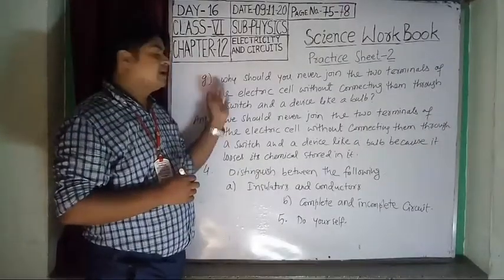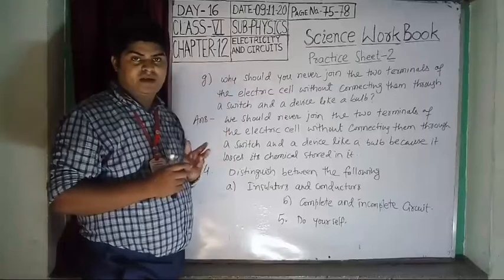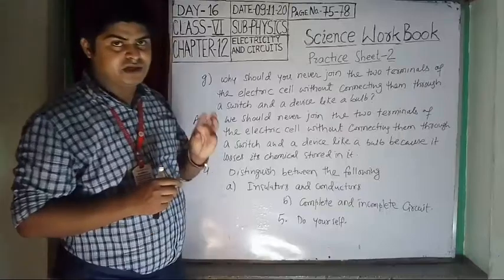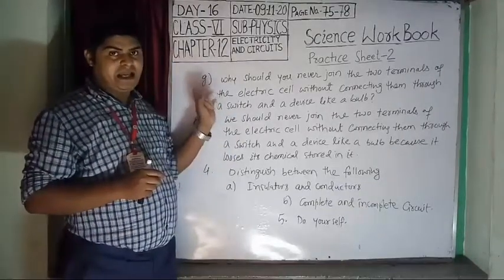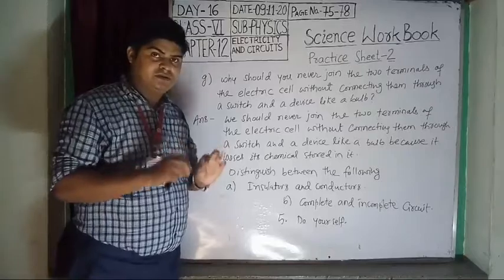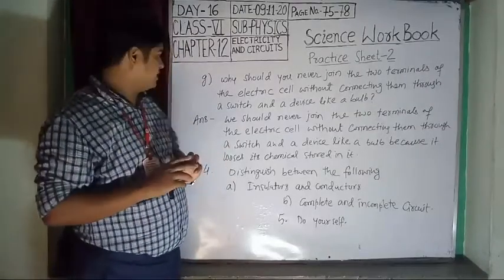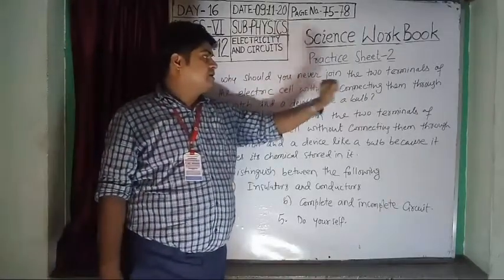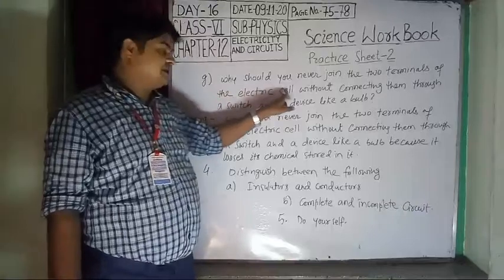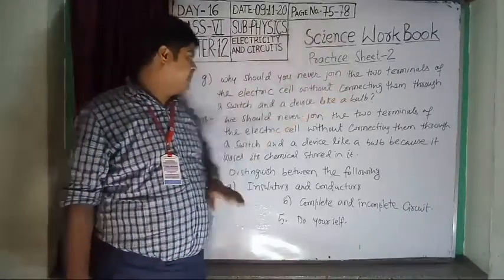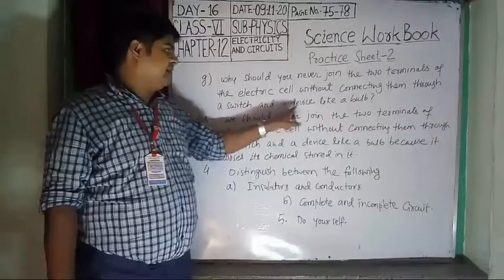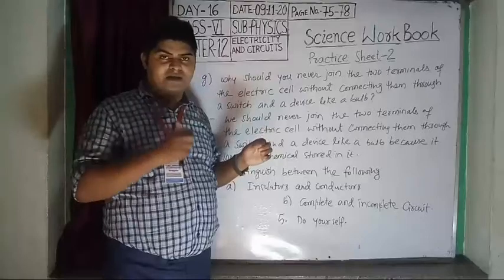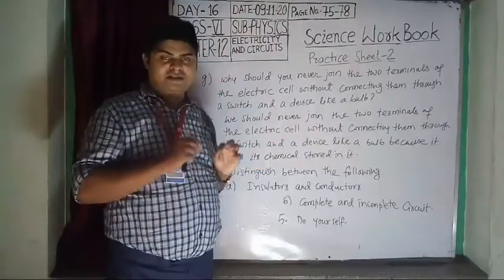Now let us see the next question. Students, here I have not solved question A, E, F. I have solved B, C, D. You will solve these questions by yourself. Let us see question number G. Why should you never join the two terminals of the electric cell without connecting them through a switch and a device like a bulb? That means you will not directly connect the positive terminal to the negative terminal of the battery or cell. Why?